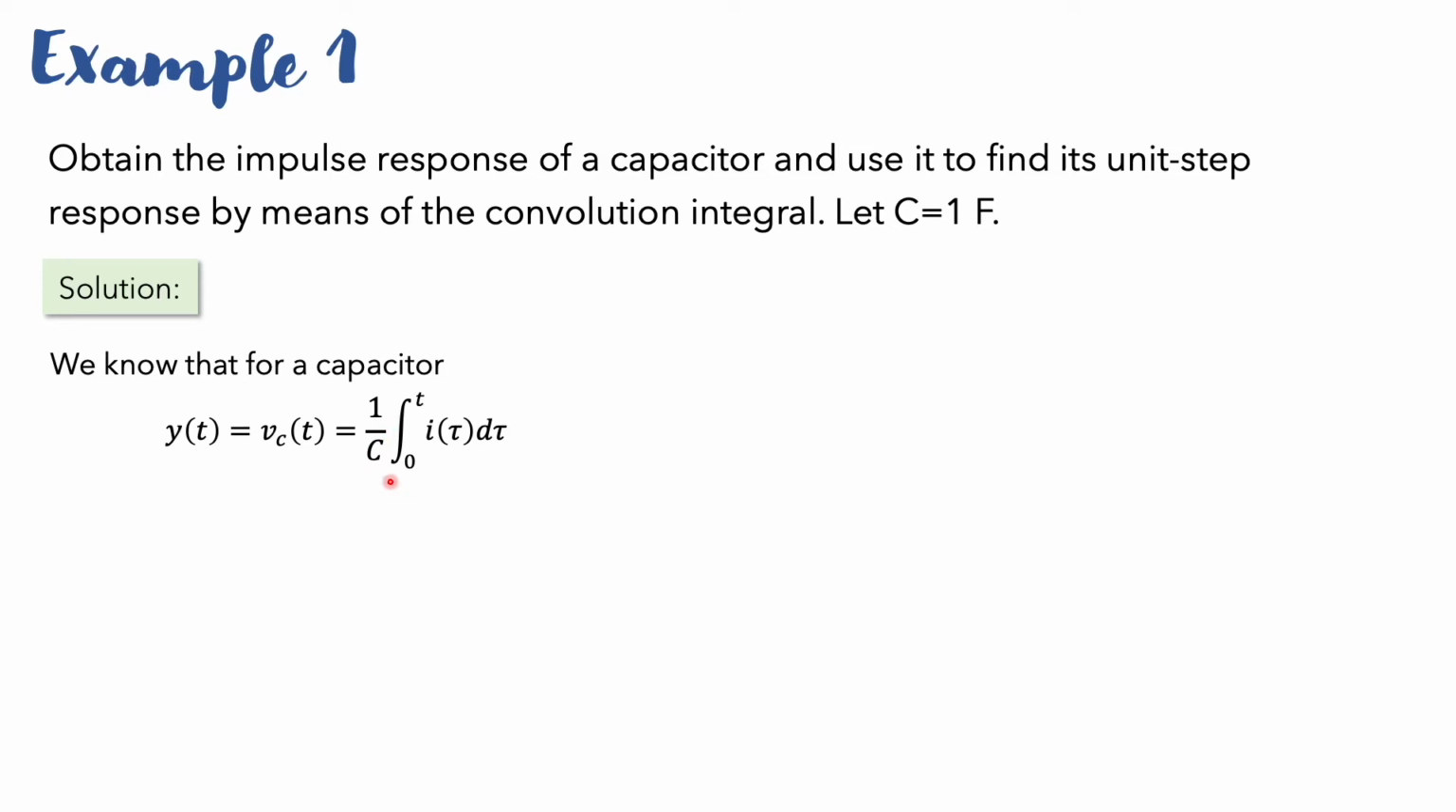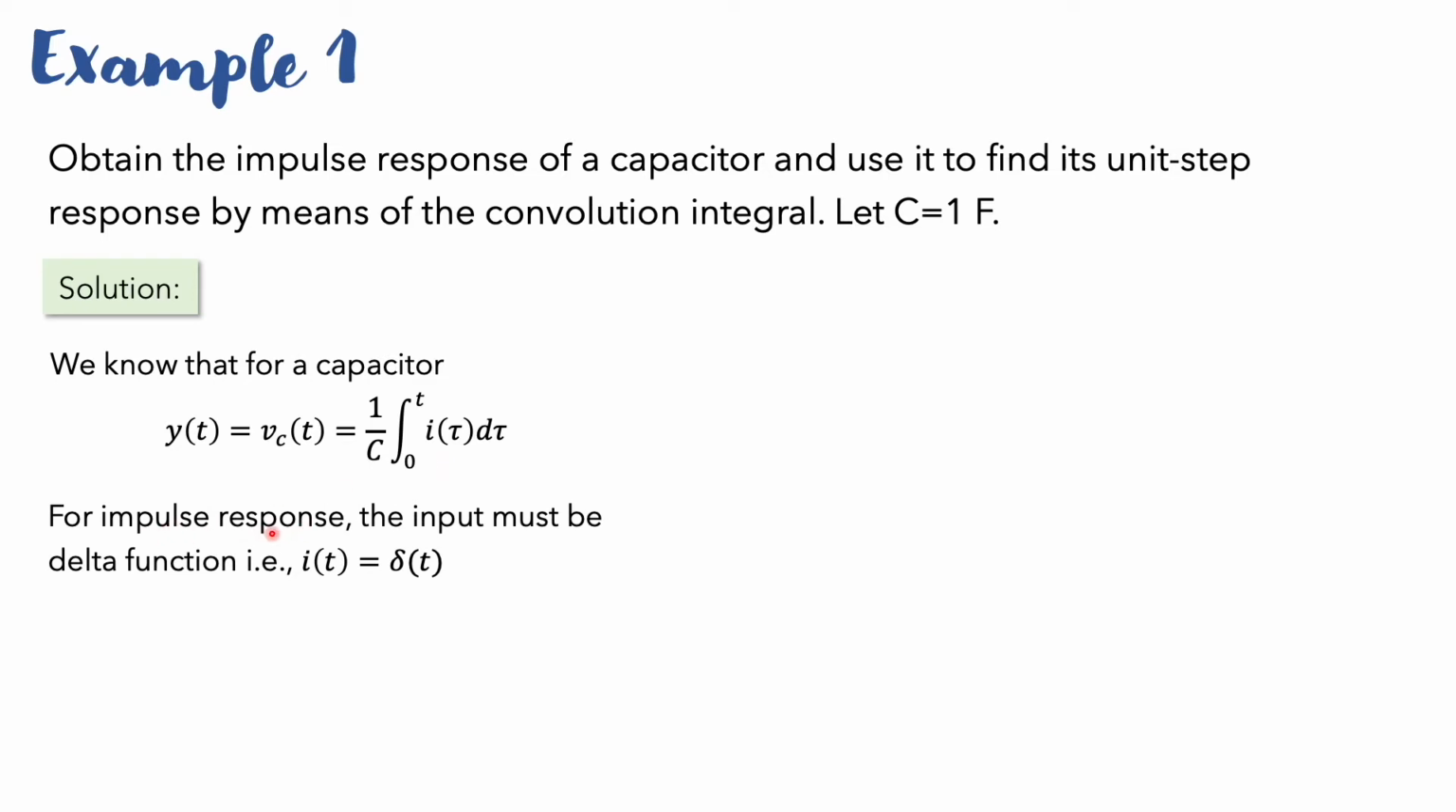You also know that in order to find the impulse response, our input must be a delta function. Therefore the current input must have the form of a delta function. So for impulse response, the input must be a delta function, meaning the current must be of the delta function form. How does the delta function look? It has a magnitude of 1 at 0 and 0 for all of the rest of the signal.